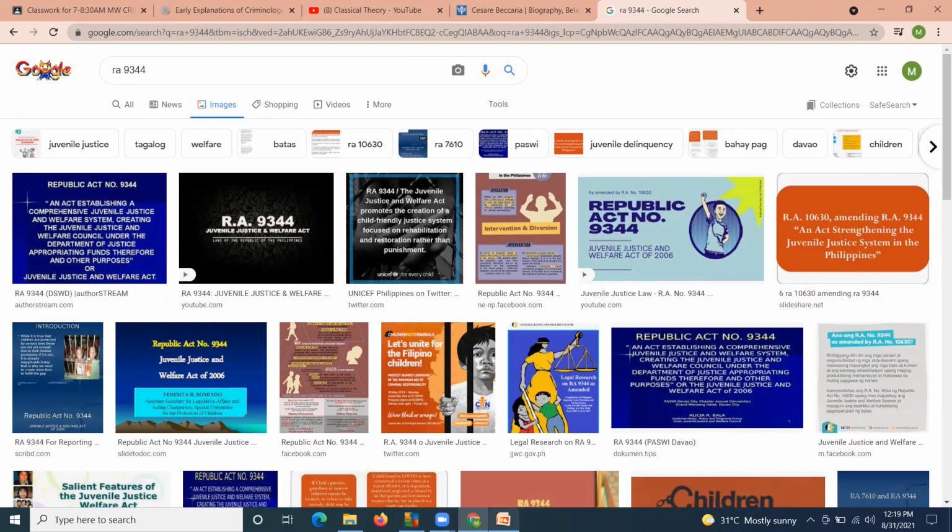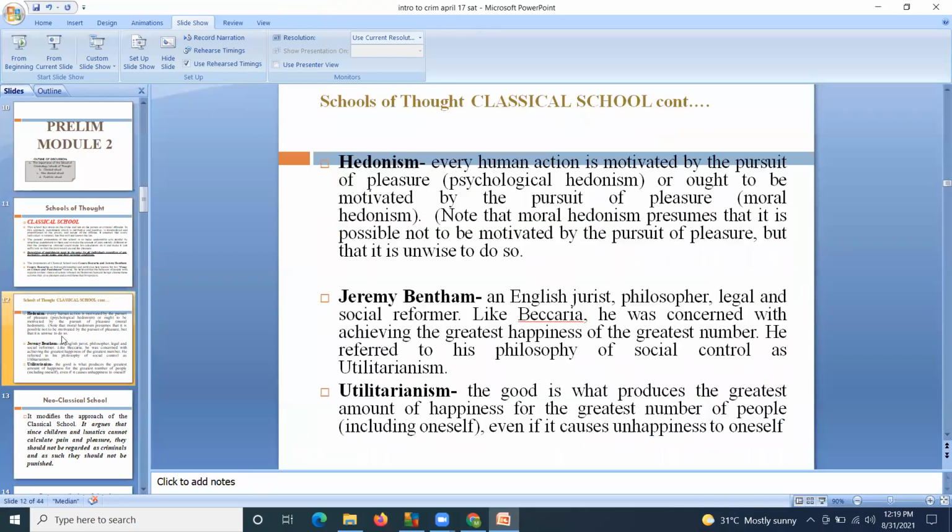Okay? So now let's continue. So again, who is Jeremy Bentham? Jeremy Bentham is an English jurist, a philosopher, and a legal social reformer. Like Beccaria, he was also concerned with achieving the greatest happiness of the greatest number. He referred to his philosophy of social control as utilitarianism. When you say utilitarianism, it means the good is what produces the greatest amount of happiness for the greatest number of people, including oneself, even if it causes unhappiness of oneself.